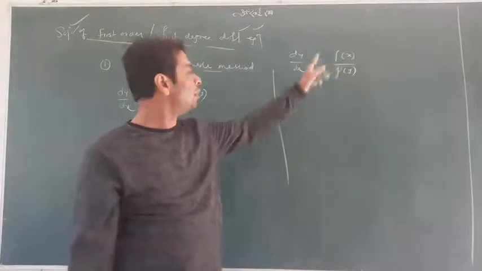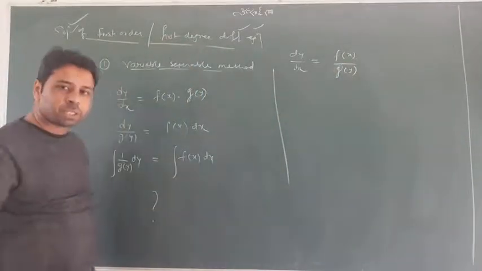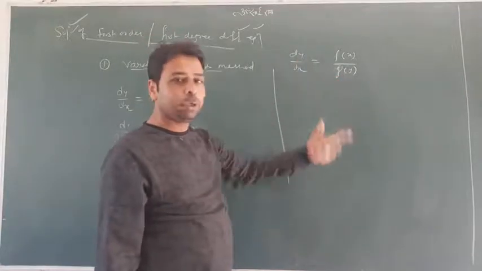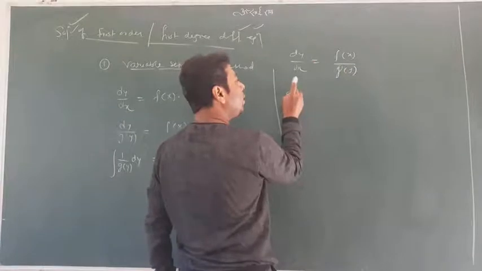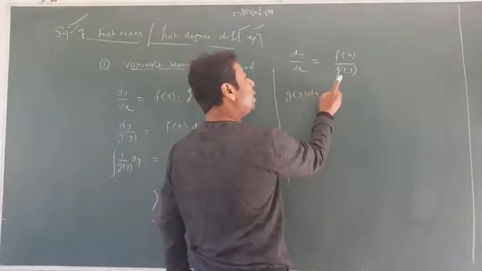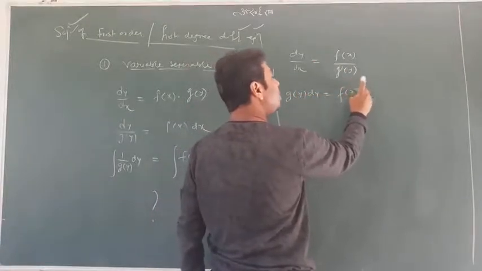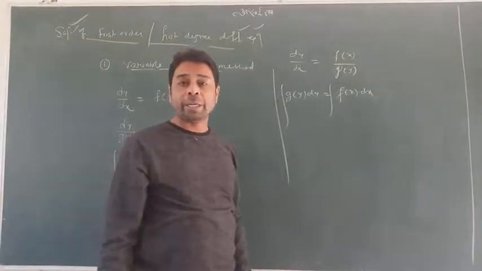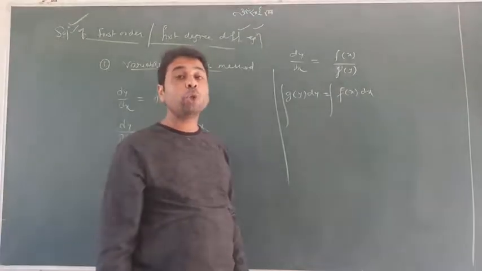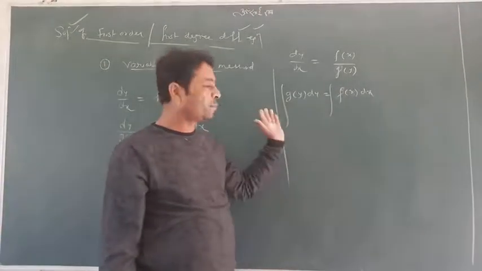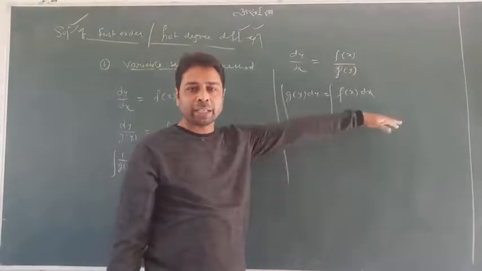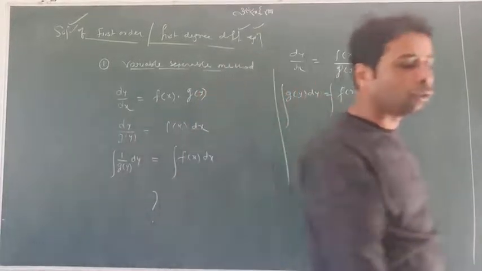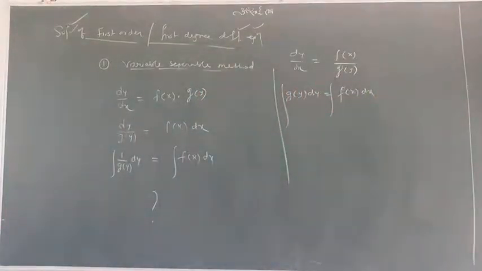Can you see here? The further steps I am leaving because it is simple integration work. This is dy, this is g of y. What you will do is transfer g of y near dy and f of x near dx, and do the integration on both sides. Make a habit of writing the term of y on the left hand side and the term of x on the right hand side. It is not necessary, but still make a habit of doing so. It will definitely be helpful.